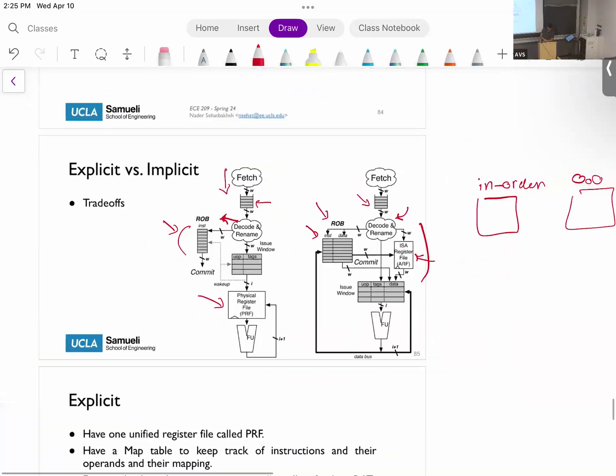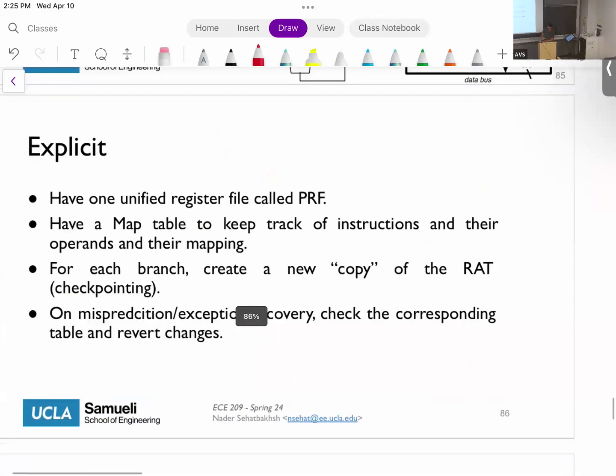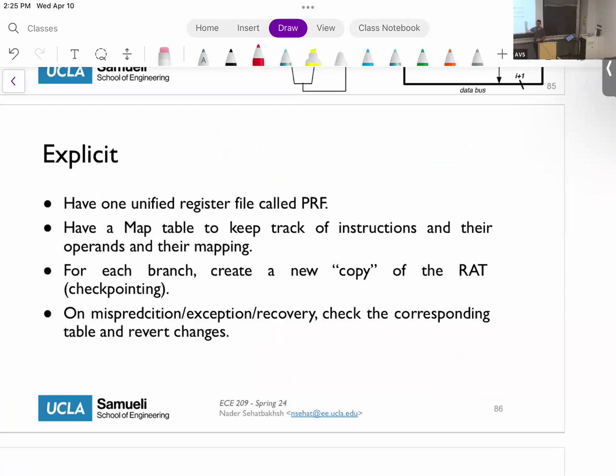Okay. So what are the trade-offs and the difference between them? The explicit one, the one that we described earlier, the good thing is that you have one unified register file called the physical register file. So every architectural register is translated or mapped into a physical one. Now everything is physical, and you read the physical registers when you want to. And of course, for that, we need a mapping, which we usually call the RAT.